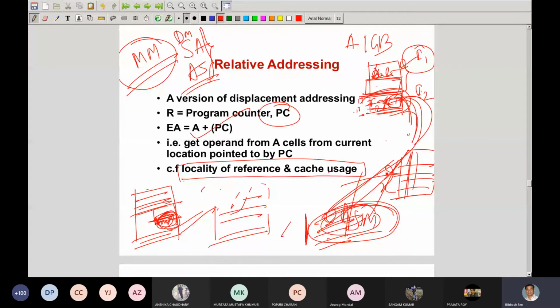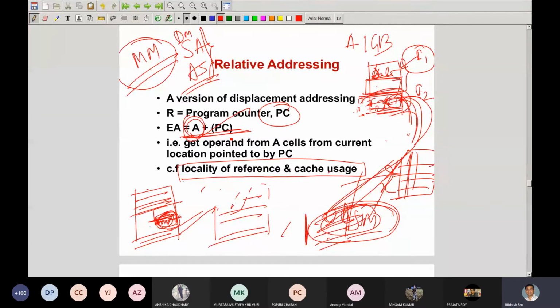Then again you will go and bring it back. So it is better, instead of going back, you keep it in your bag with you so that you can frequently access it. That means it will be nearby the CPU. So that is one of the localities of reference: frequently used. So in the program counter, it may happen that some location will be frequently used, and by specifying the location of the memory, you can modify the content of the PC.